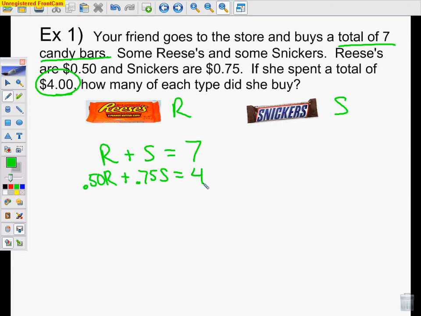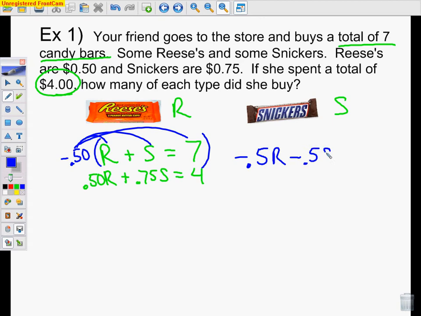Here, are the variables lined up? Yes. R's under R's, S's under S's, equal signs lined up. If you add down, does anything automatically eliminate? No. So you need to make something eliminate. What cancels with a 0.50R? Yeah, a negative 0.50R. So we can multiply the top equation through by negative 0.5. And remember, when you multiply an equation, you have to multiply everything in that equation. So our new top equation would be negative 0.5R minus 0.5S equals negative 3.5. Bottom equation is going to stay the same.